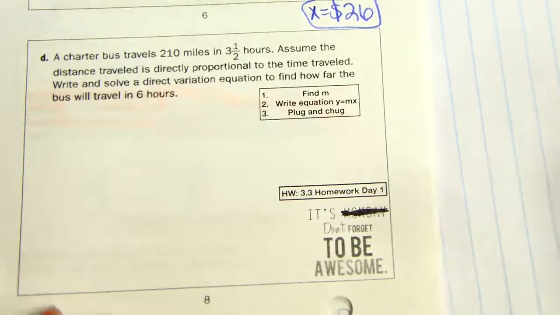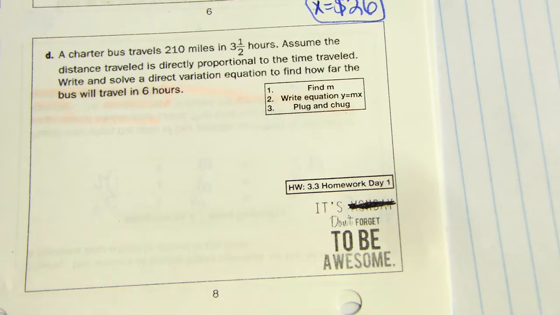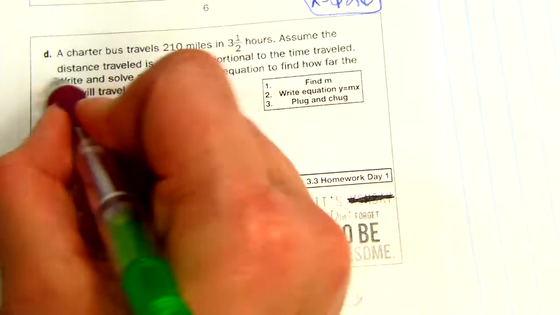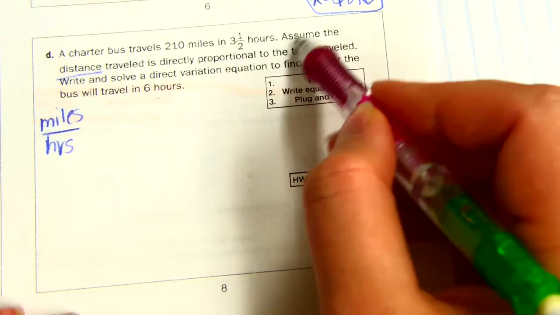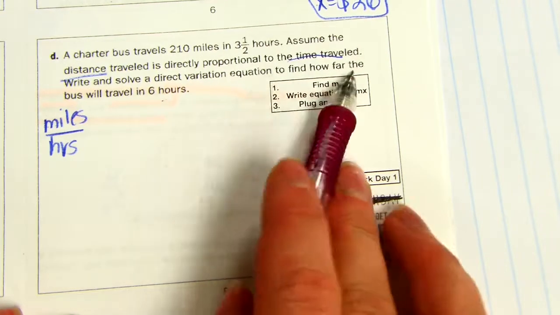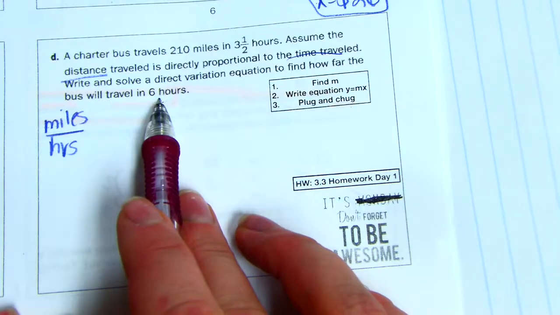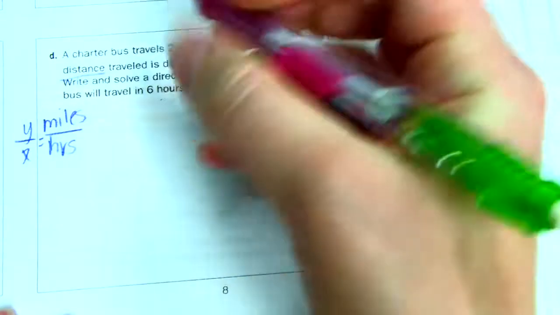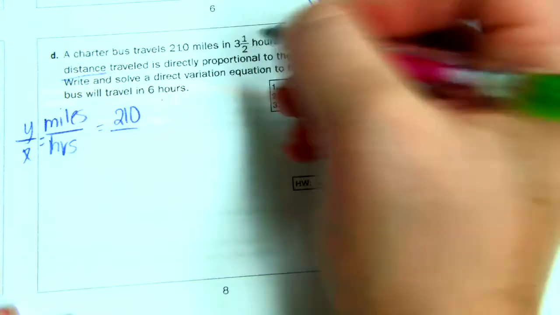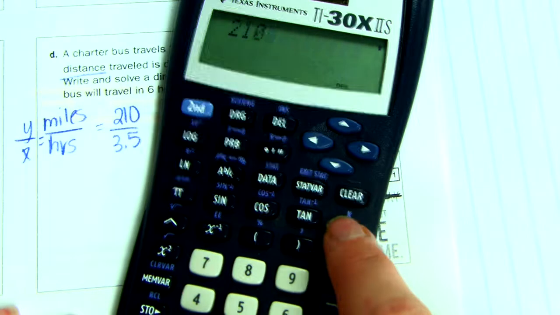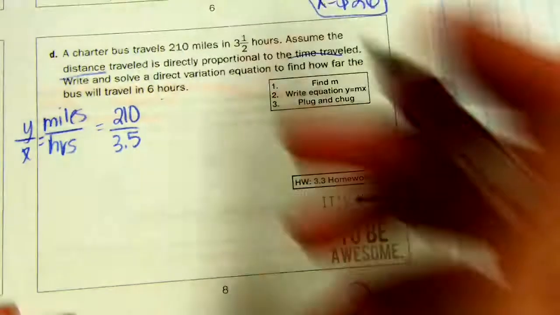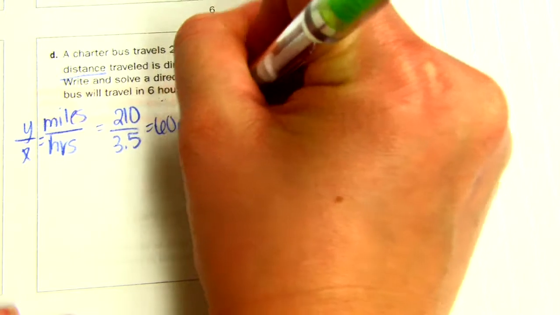Last but not least, a word problem that's going to ask us to do the same thing. So the charter bus travels 210 miles in 3.5 hours. Assume the distance traveled, which is miles in this case, is directly proportional to the time, which happens to be hours. Write and solve a direct variation equation to find how far the bus will travel in 6 hours. So this is our y over x. So miles is 210 divided by 3.5. I'm going to change it to 3.5 and just hope that it doesn't give me an ugly number. Let's double check here. 60. That's nice. So we get 60 mph, or miles per hour.